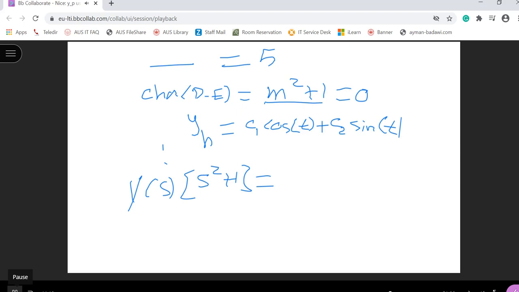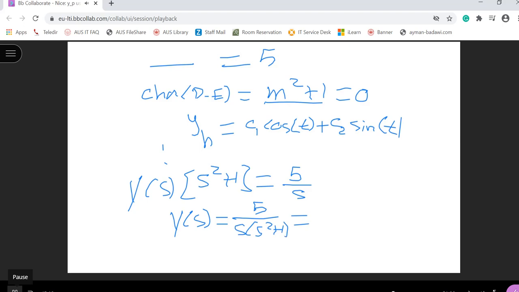In fact, here, we tell you that y particular will be constant. But if you want to understand why, you just do that. This is equal to 5 over s. So capital Y(s) equals 5 over s times (s squared plus 1).